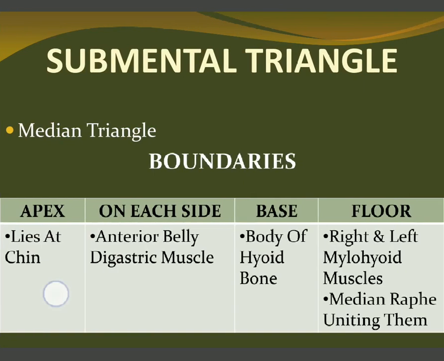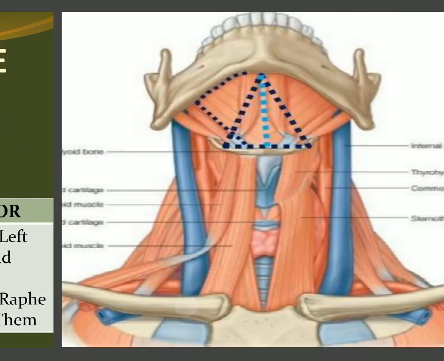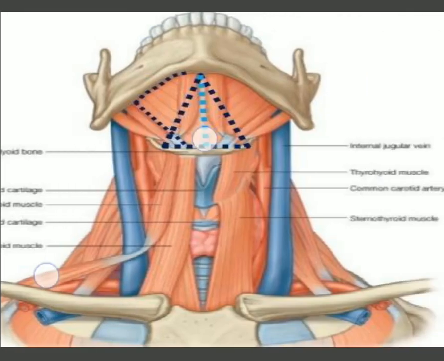So the submental triangle is the most median triangle. Its apex is at the chin. On each side is the anterior belly of the digastric, the base is formed by the body of the hyoid bone, and the floor is formed by the right and left mylohyoid muscles as well as the raphe that unites them. This can also be seen here. This is the submental triangle, just below the chin.